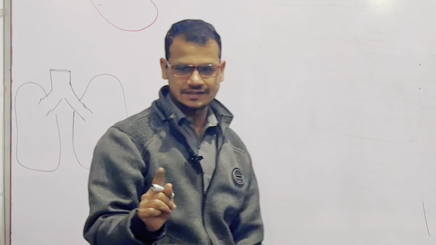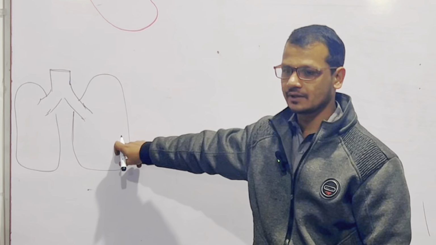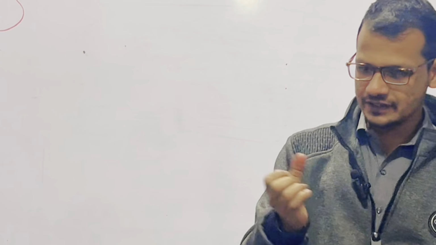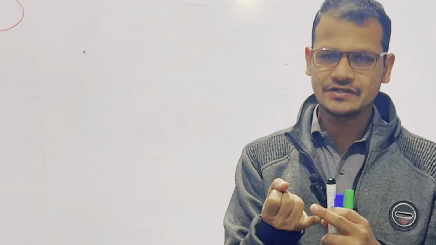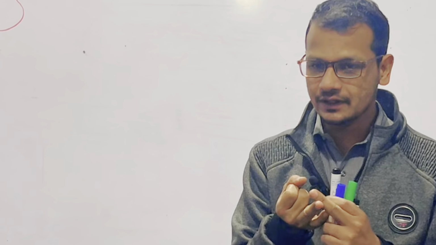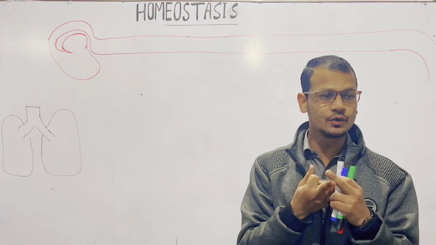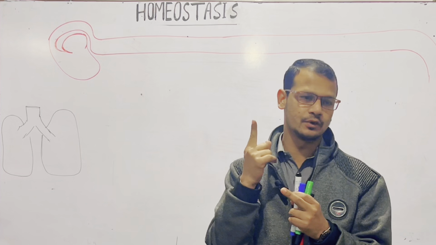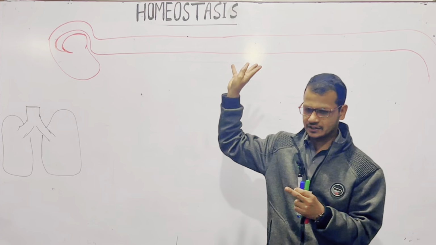In homeostasis, the first role is of the respiratory system. We will study 3 or 4 things. The first is the intake of nutrients and electrolytes. The second, the removal of nutrients and electrolytes. The third one is the regulation of the body. And the fourth one is the protection of the body. These all 4 factors occur in homeostasis.